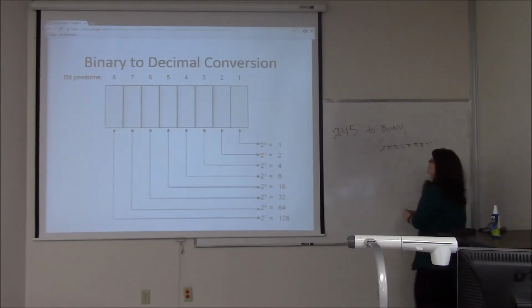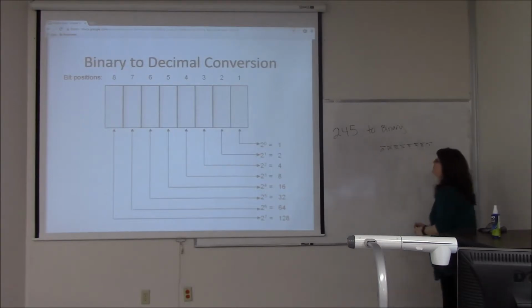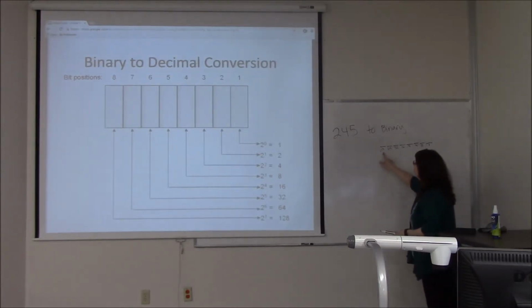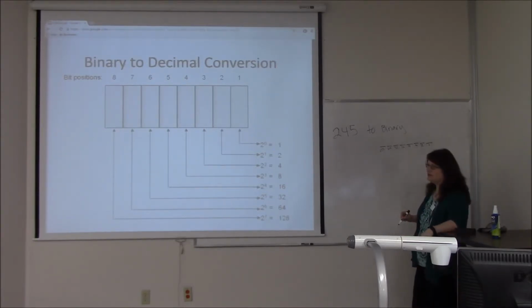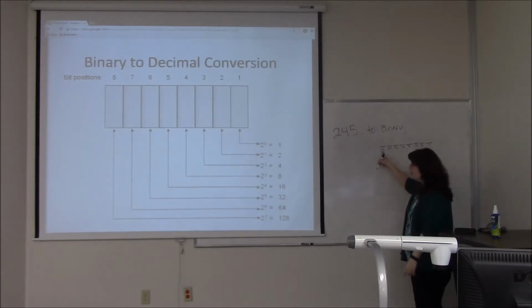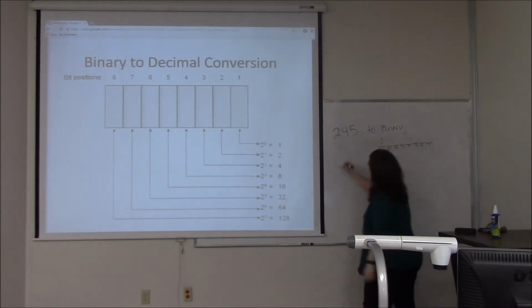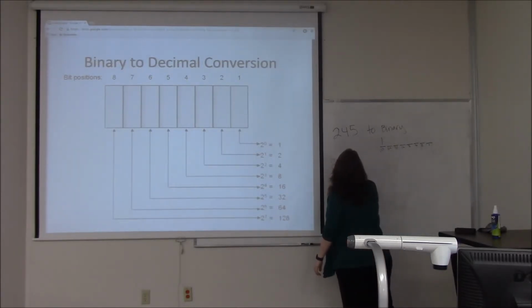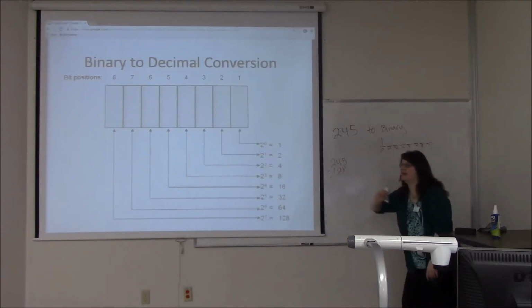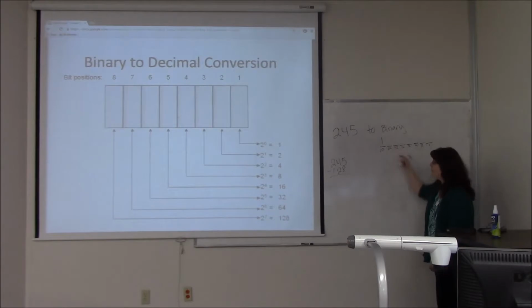So I want to figure out how many times 128 goes into 245. Basically, is this number smaller than this number? And if it is, you put a 1 there. Okay, so now I started with 245, and I've subtracted 128 from that number. I've represented 128 of that number by putting a 1 right there.